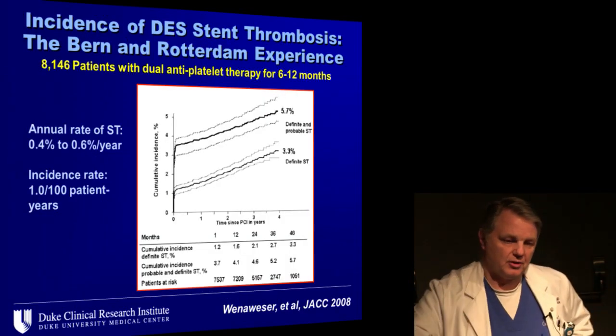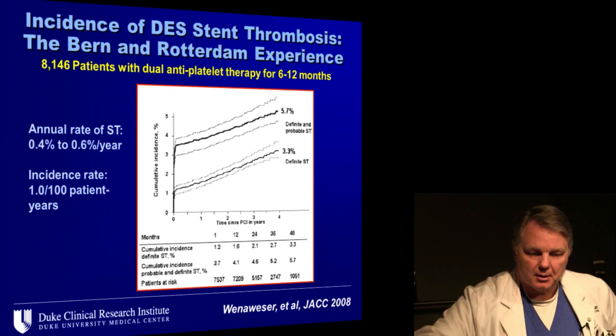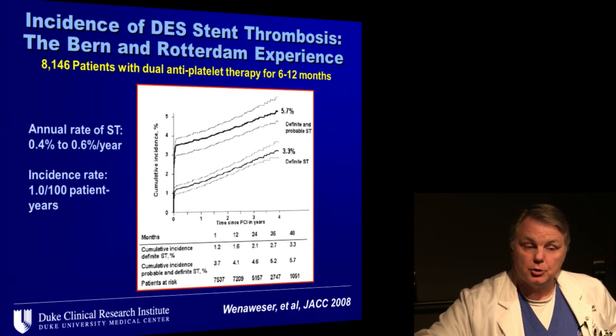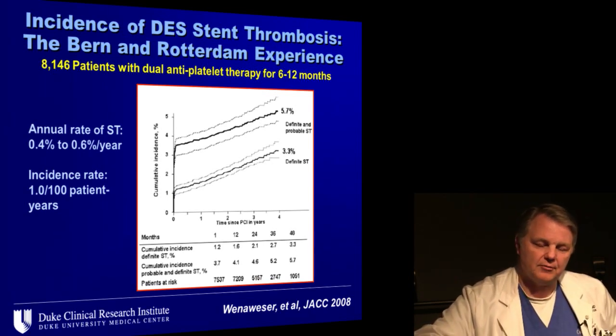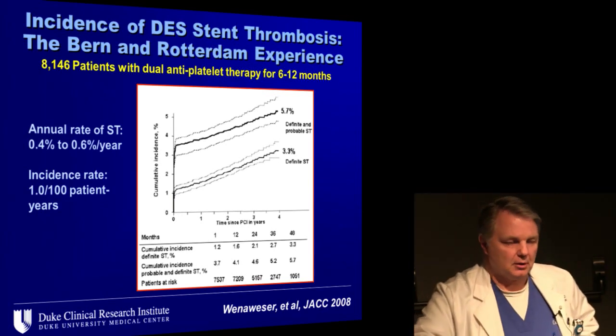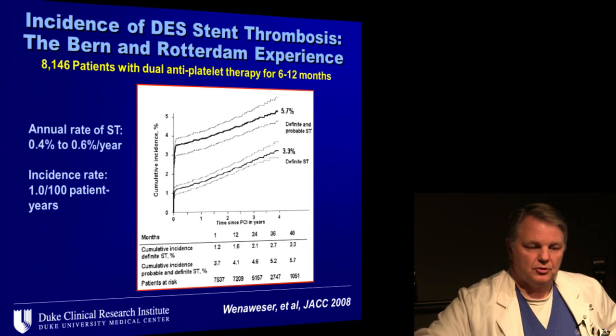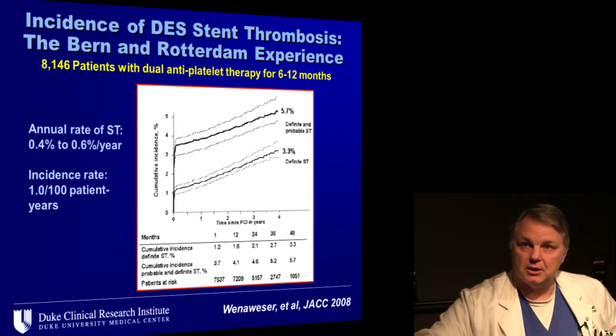Now, a few words about stent thrombosis. And this is actually the largest paper on this, published now a number of years ago. 8,000 patients with dual antiplatelet therapy for 6 to 12 months, which is sort of the average standard therapy across the world. Looking at the annual rate of stent thrombosis is about 0.5% a year. And the incidence rate is 1 per 100 patient years.